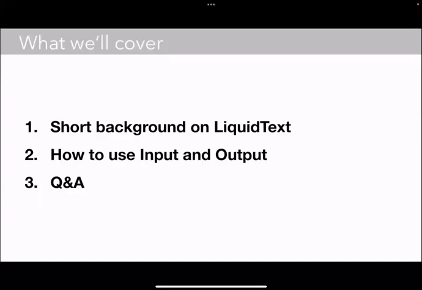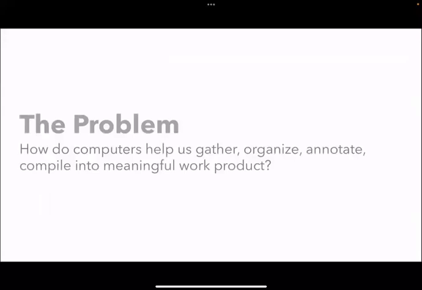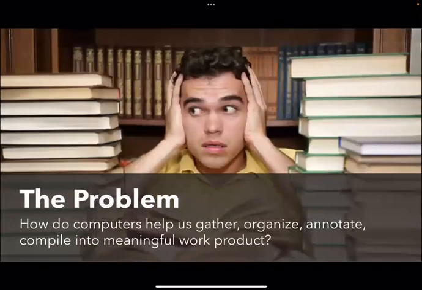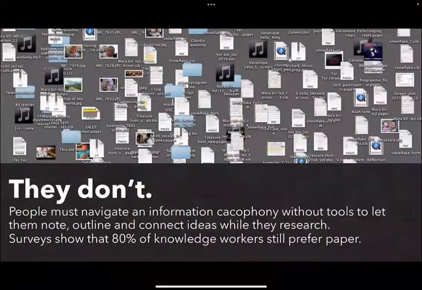So to begin with, let's start with a little bit of quick background. The problem Liquidtext is about is, we know computers help us find great content. We know computing helps us compose content. But how does computing help us gather, understand, and make sense of the content that we found? And the problem is, in a lot of ways, it doesn't. It turns out that about 80% of knowledge workers still prefer doing the reading on paper. So in a lot of ways, computing actually ends up making this process worse.